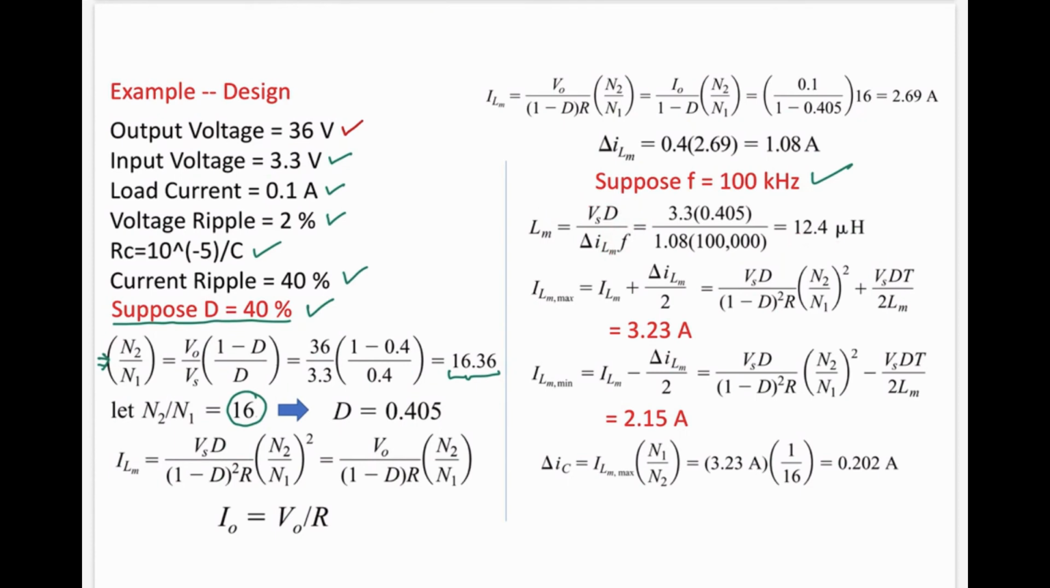Because in the flyback converter, the magnetization inductance is very important, because it is storing energy when the switch is in the on state and then delivering the energy when the switch is in the off state. So it is playing a very, very important role. The most important thing in the flyback converter is to control the magnetization inductance.